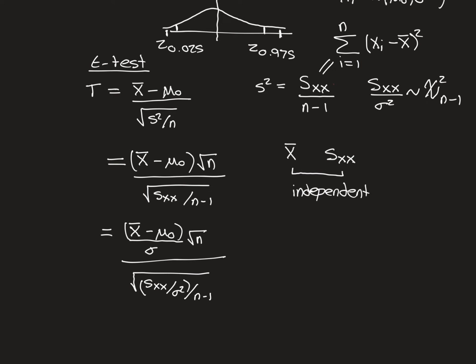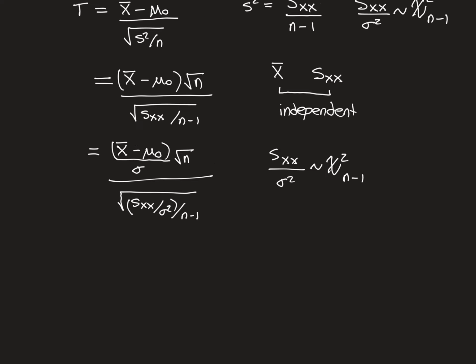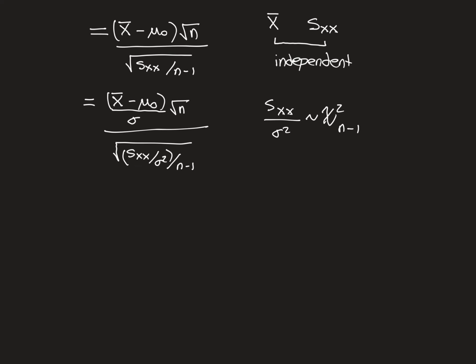So let's now work this all out. We know that the thing on the bottom, sxx over sigma squared, is chi-squared distributed with n minus 1 degrees of freedom. We've then divided through by its degrees of freedom. Good, so that fits exactly what we want for the definition of the t-distribution. Now let's think about the thing on the top. We know how x bar is distributed. Under the null hypothesis, it is normally distributed with mean mu 0 and variance sigma squared over n. If we then take x bar minus mu 0, that's going to be normally distributed with mean 0 and variance sigma squared over n.